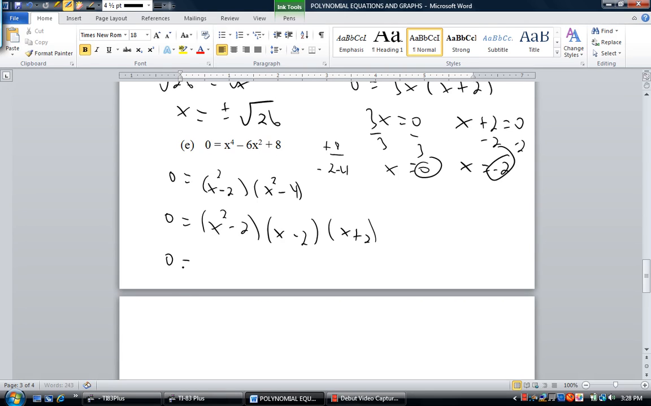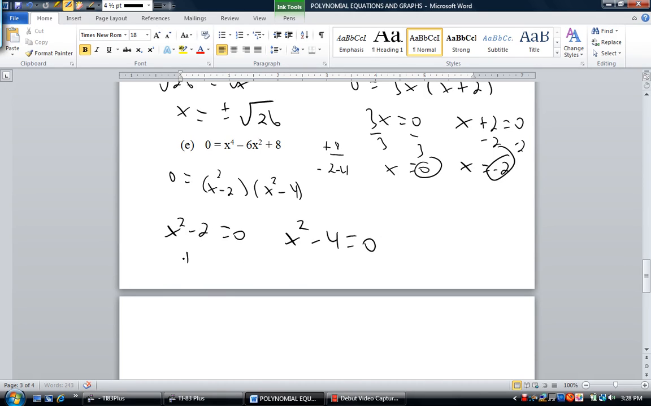Now what that means is I'm going to have to set each of those equal to 0. But let's just say that you're really not comfortable with your factoring, even though I just factored it. What you could do is you could just take each of those, x squared minus 2, set that equal to 0, and then x squared minus 4, and set that equal to 0.